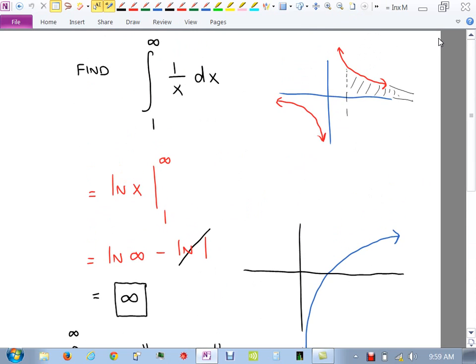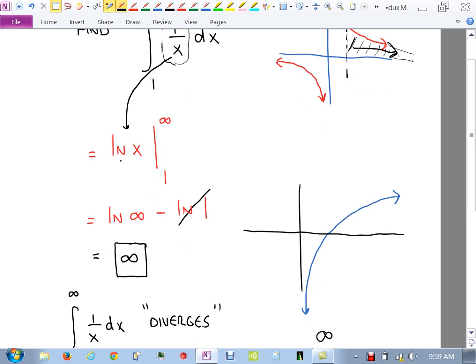This first example, find basically the area under the function 1 over x from 1 to infinity. So here's the function, start at 1, go to infinity, that goes out that way. Find that area. Well, if we do that, we first find the antiderivative of 1 over x, which is natural log of x. Then we take infinity, plug it into natural log, that's here. Then we take 1 and plug it into natural log, that's here. Natural log of 1 is 0.